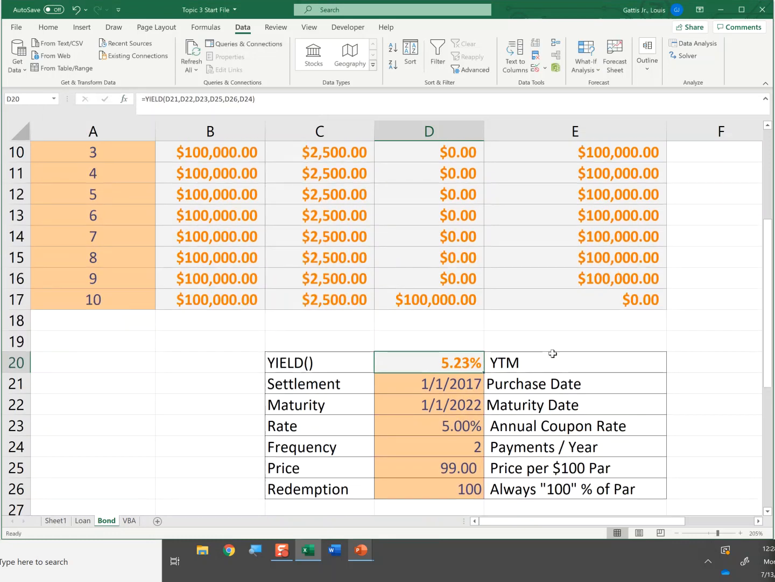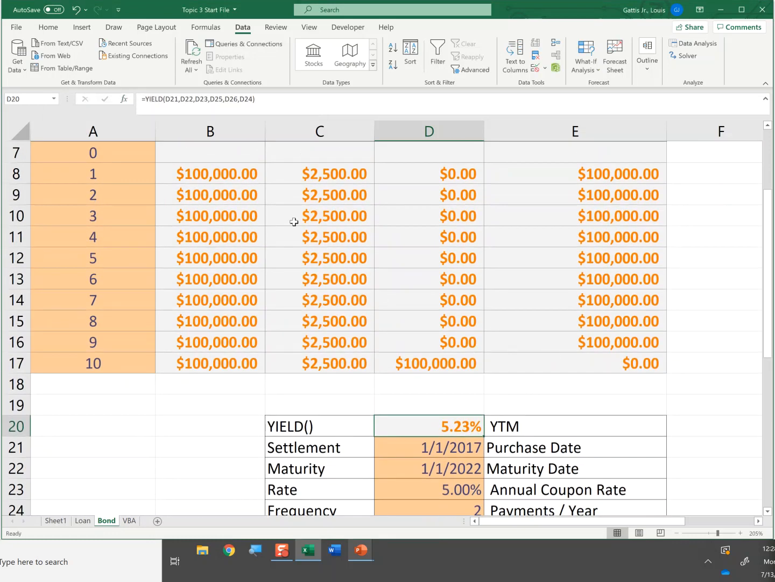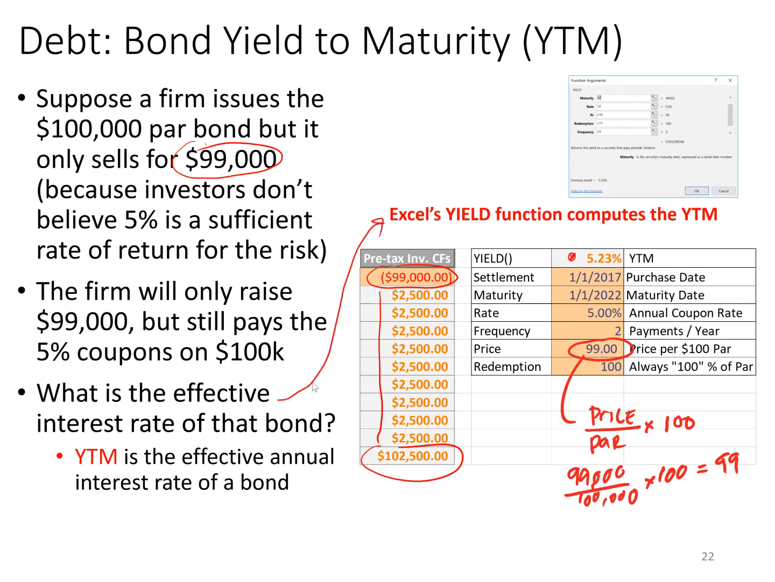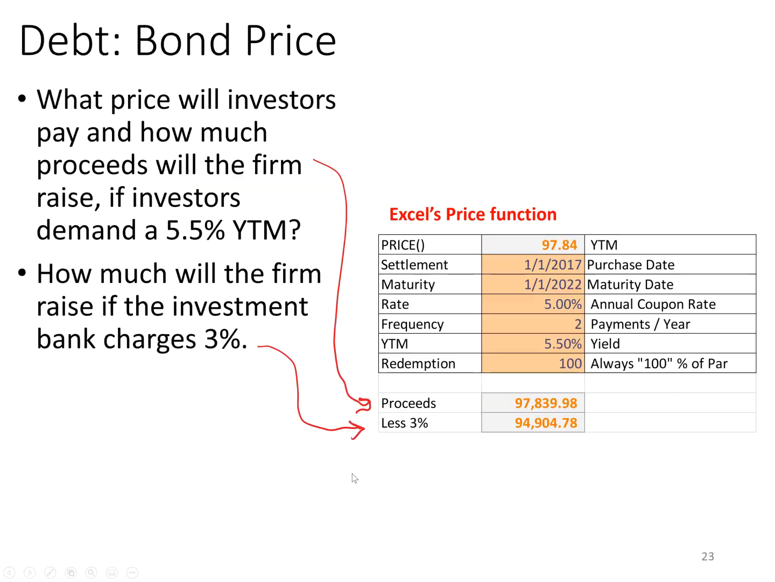That's because the corporation is paying about 5% interest based on $100,000, but only received $99,000. So effectively, they're paying 5.23% on their $99,000 loan. And if we look at one more example, what if we wanted to calculate another type of analysis? What price will investors pay, and how much proceeds will the firm receive if the investors want a 5.5% return?